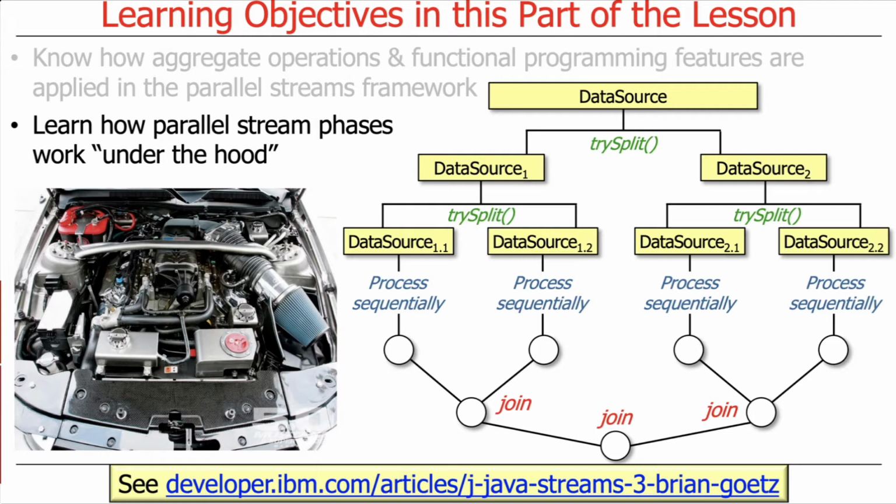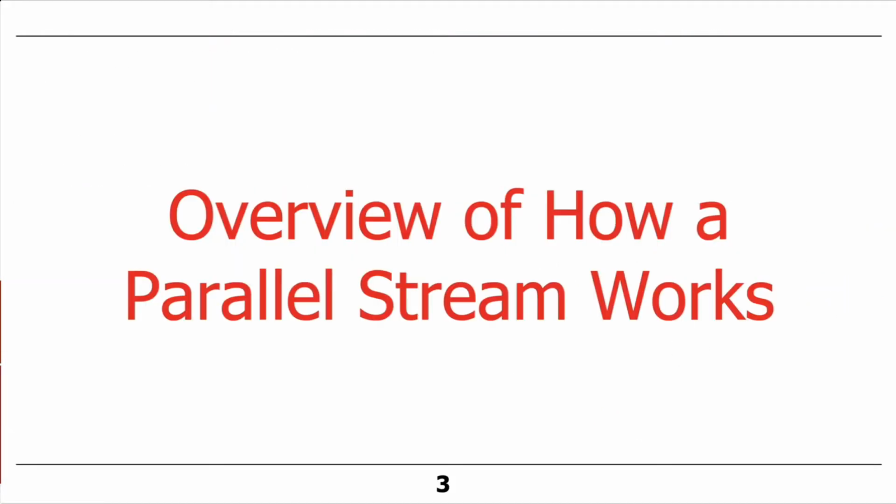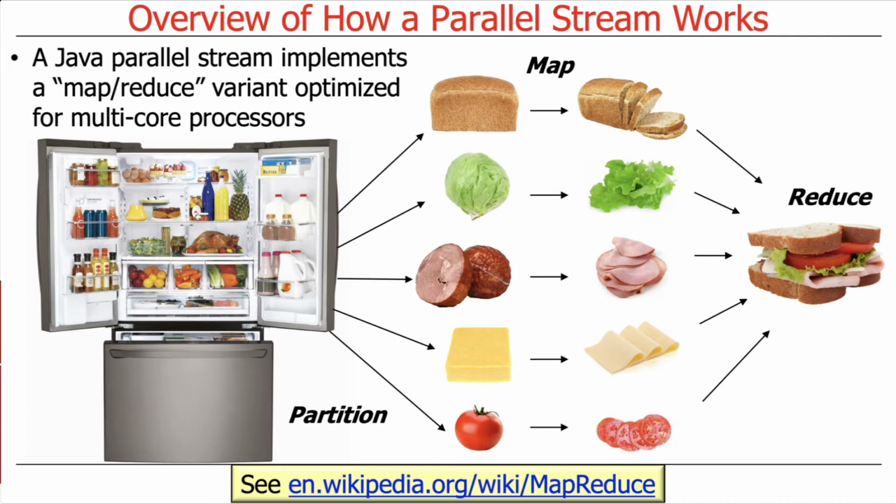And there's a nice article by Brian Goetz, at the link at the bottom of the slide, that goes into more detail about some of these things. So a Java parallel stream implements a variant of the MapReduce paradigm that's optimized for multi-core processors. You can use MapReduce in different contexts. You can use it in cluster computing, which is commonly where it's used by groups like Google for computations that do lots of parallel searches and then combine the results back together again. In the case of Java streams and Java parallel streams, it works on a single processor, ideally with multiple cores.